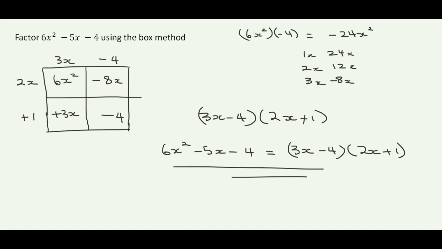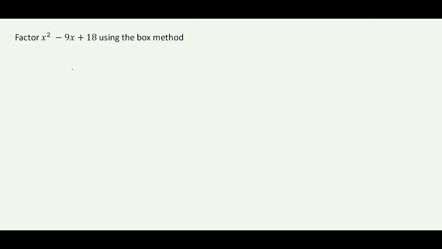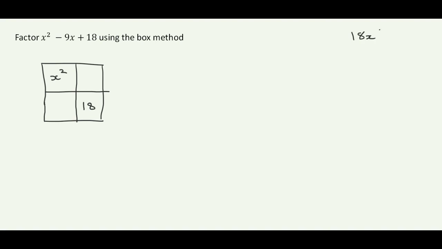Let's try another example. This is x squared minus 9x plus 18. So let's draw a 2 by 2 square, which has 4 cells. We have our x squared right here, and then we have 18 at the bottom right here. So this is going to give us 18x squared.